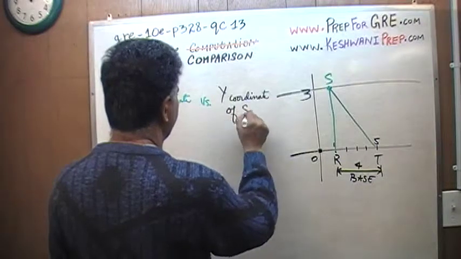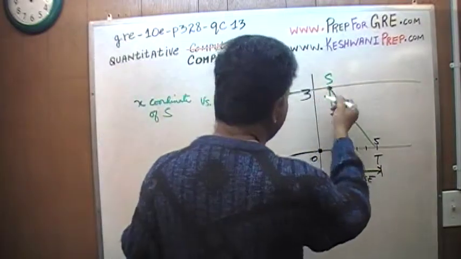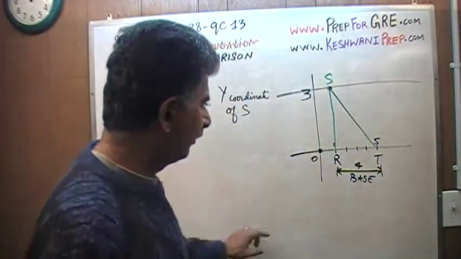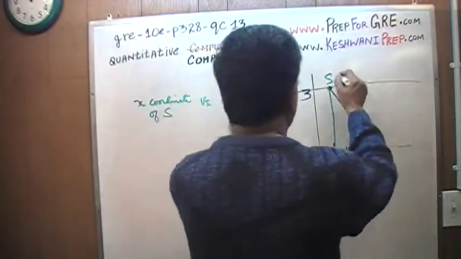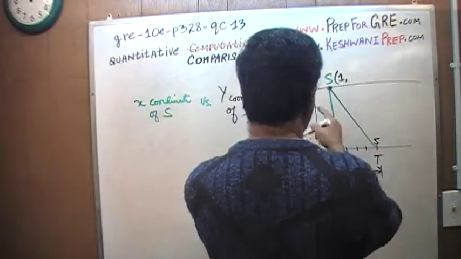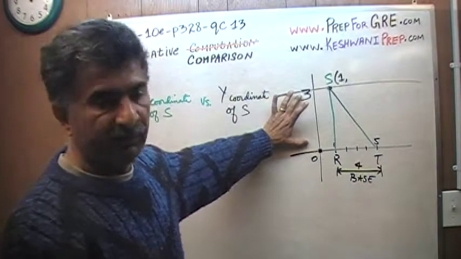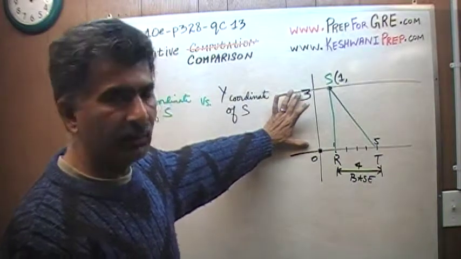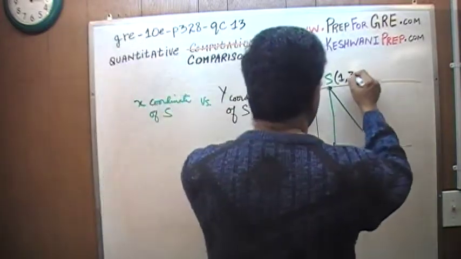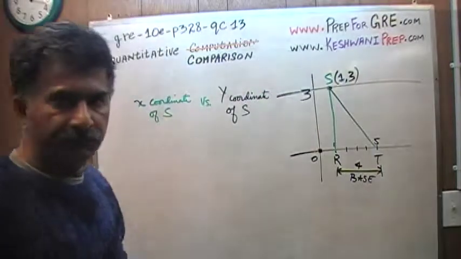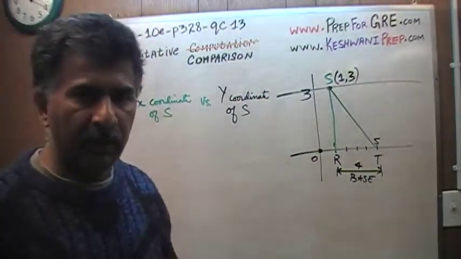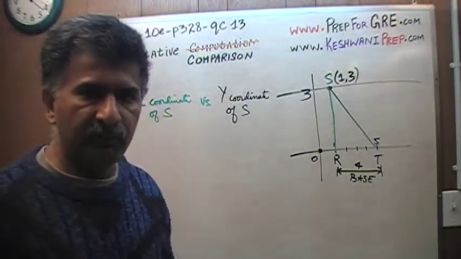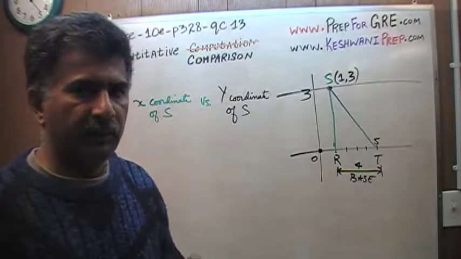The y coordinate of S. But here's your S here. In this particular case, it's very straightforward because we are at 1. So the x coordinate is 1. And the y coordinate will always remain 3. It doesn't matter where the S ends up, the y coordinate will always remain 3. Because we just found out a little while ago that the height of this particular triangle has to be 3, because we are told that the area of the triangle is 6.